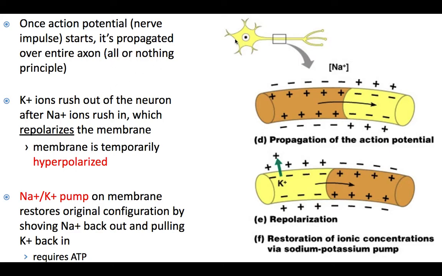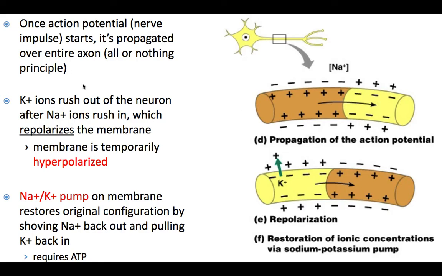And so there's no such thing as starting an action potential and then having it wither down to nothing. That doesn't happen. Either it starts and gets all the way down or it never starts at all. So once the action potential starts, it's going to pass all the way down to the end of the axon, which is shown in panel D.